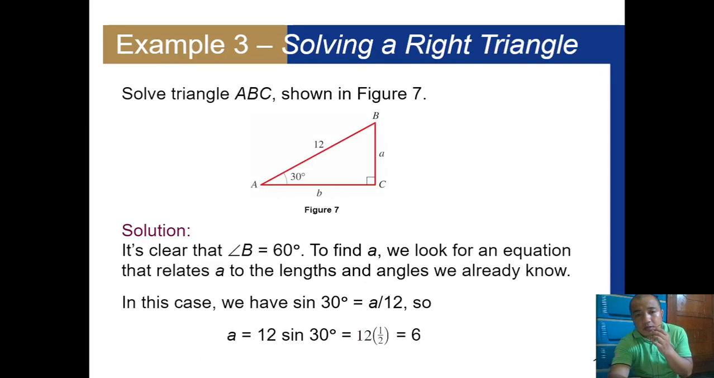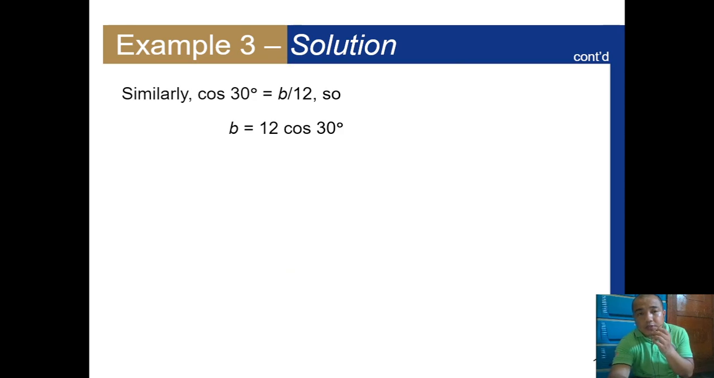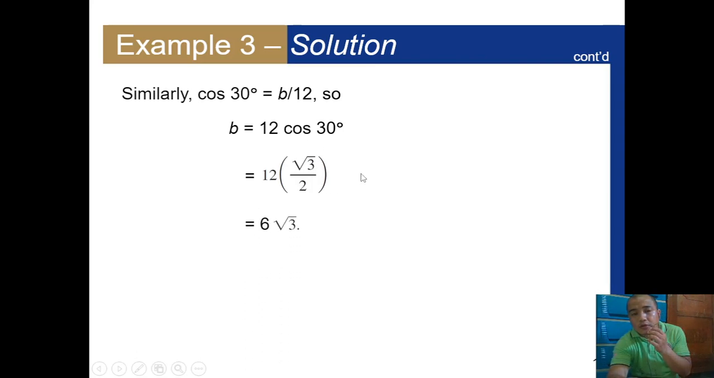And if you want to solve for side B, we can use the cosine function because B and the other side involved is the hypotenuse. So adjacent side over hypotenuse is cosine. So we're going to use the cosine function. Cosine 30 degrees is equal to B over 12. Again, cross multiplication. Multiply 12 by cosine 30 degrees. Cosine 30 is square root of 3 over 2. So the answer is 6 square root of 3.